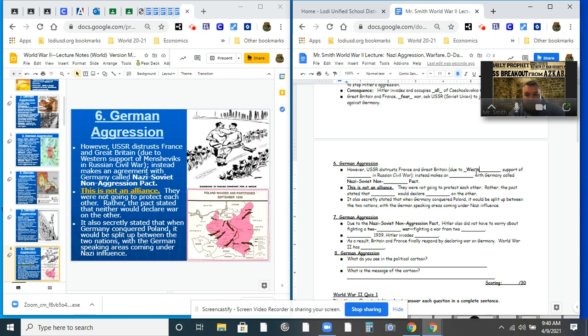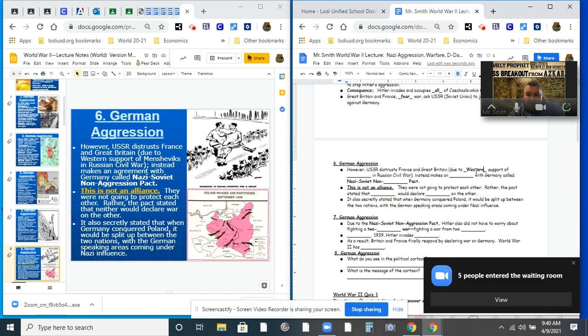Western support of the Mensheviks in World War One, basically that was the group called the Whites, and they were the ones that the Bolsheviks opposed, were the communists. Bolshevik, by the way, is a Russian word that means majority. Even though they weren't the majority, the communists called themselves the majority because they wanted to be the majority.